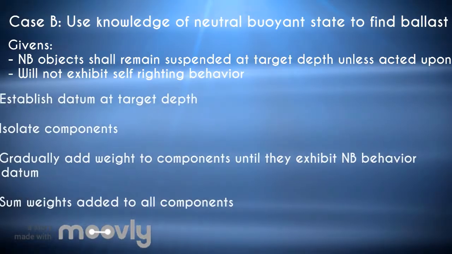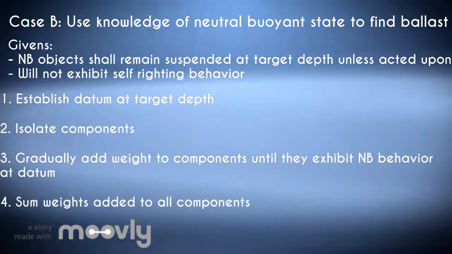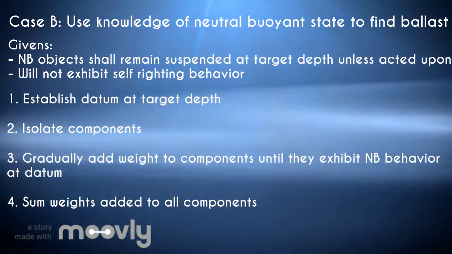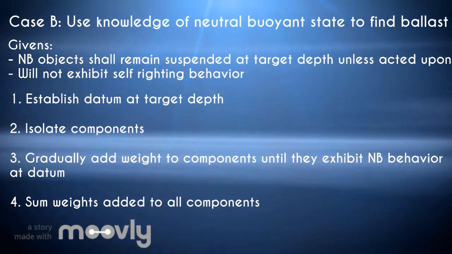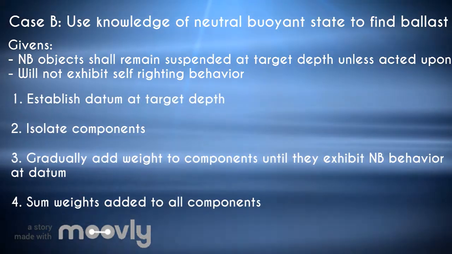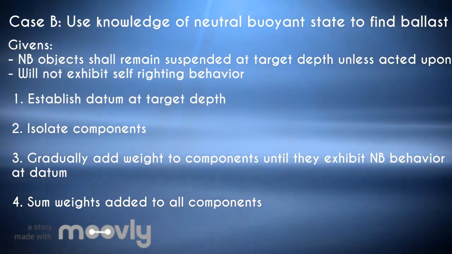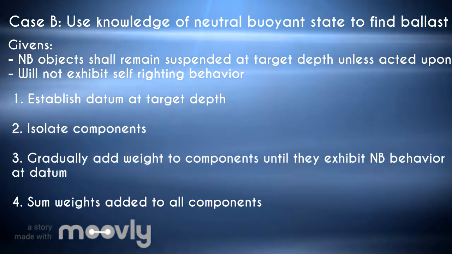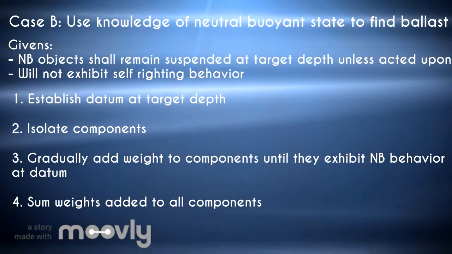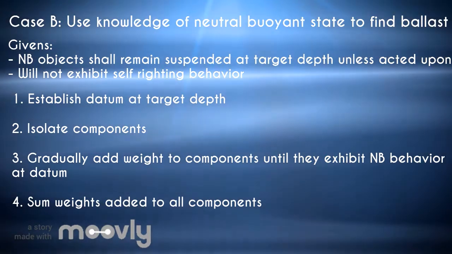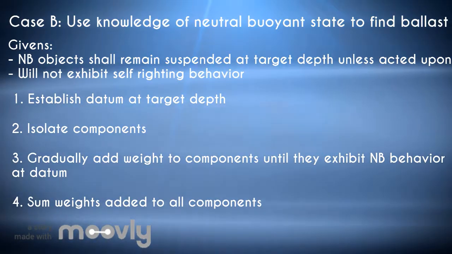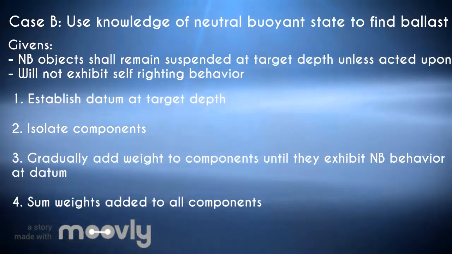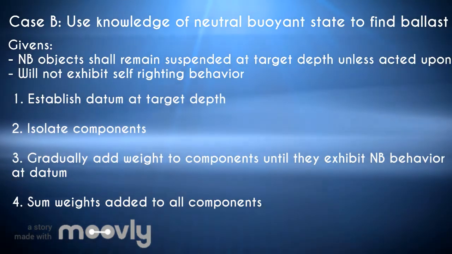The first step of case B is to establish a datum at target depth. The second step is to isolate the components. Step 3 is to gradually add weight, usually in the form of lead beads, to each component until they exhibit neutrally buoyant behavior at the datum. We then sum all of the weights to get the total weight required to achieve neutral buoyancy. The issues with this approach is that it's incredibly imprecise.